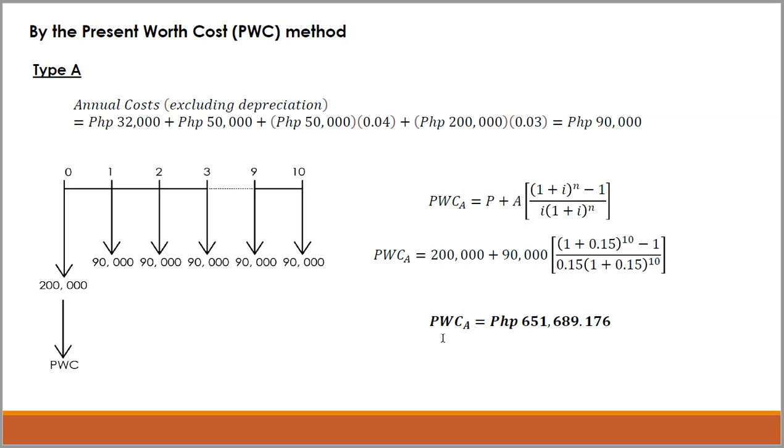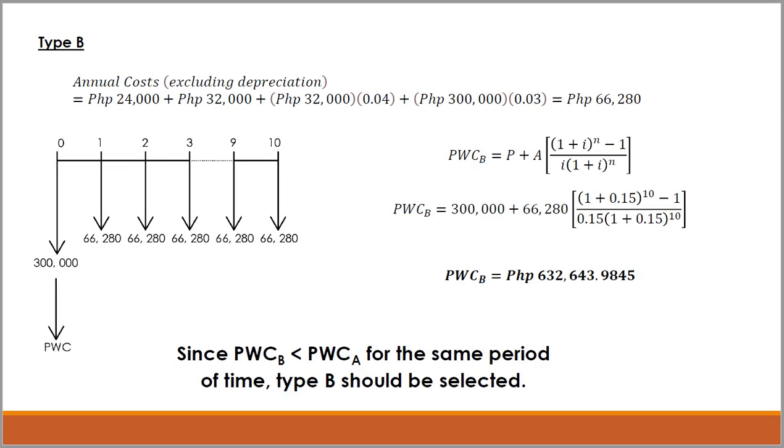So we have 200,000 and then we have this. So the present worth of all costs for type A is 651,689.176 pesos. Okay? And then for type B, wait a moment.